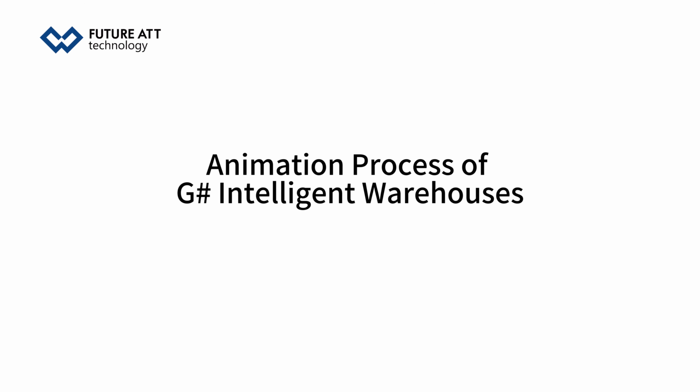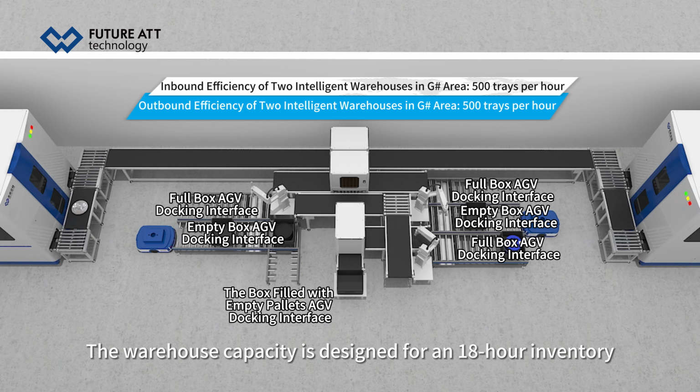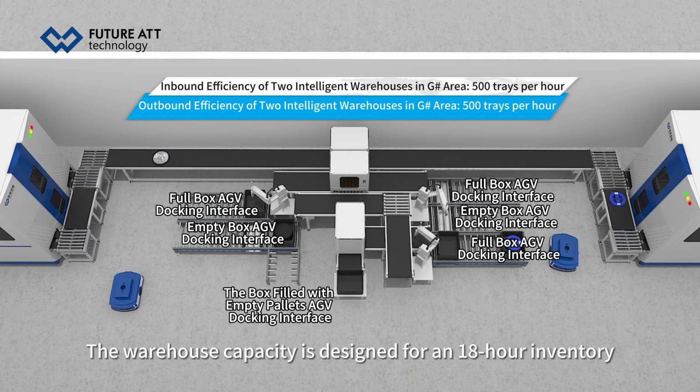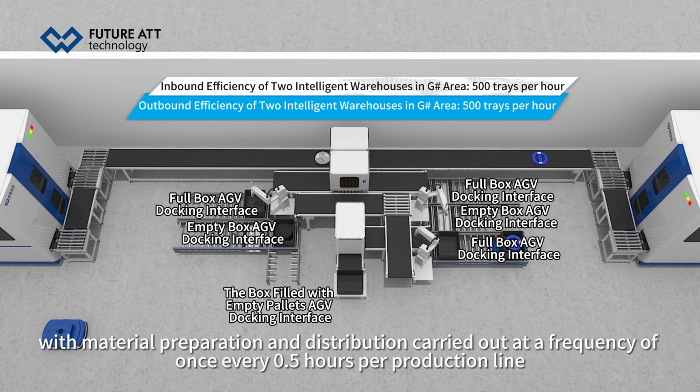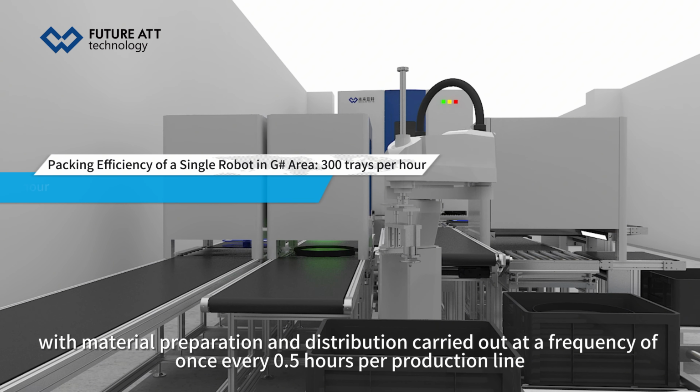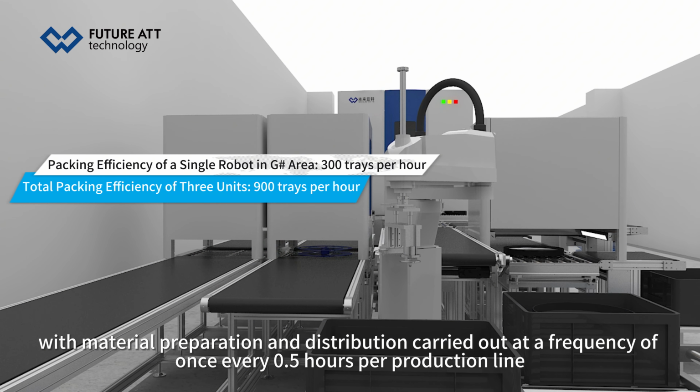Animation process of G, intelligent warehouses. The warehouse capacity is designed for an 18-hour inventory, with material preparation and distribution carried out at a frequency of once every 0.5 hours per production line.